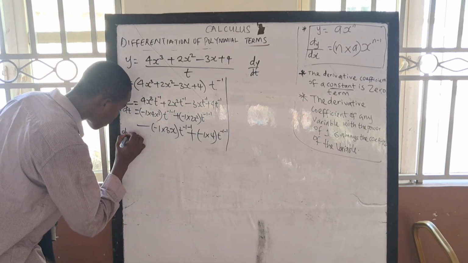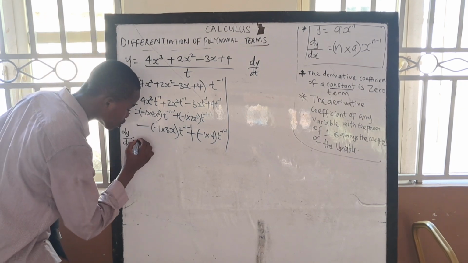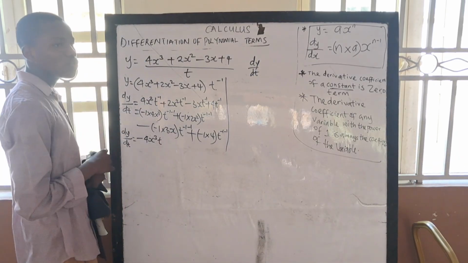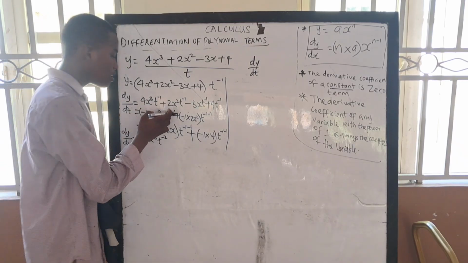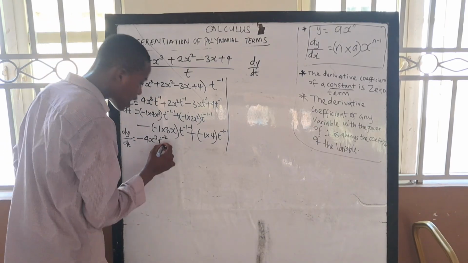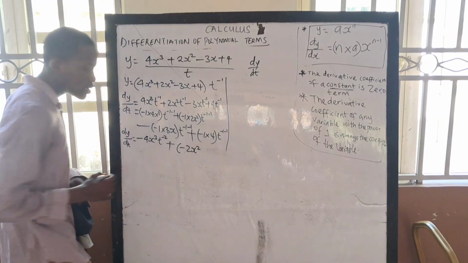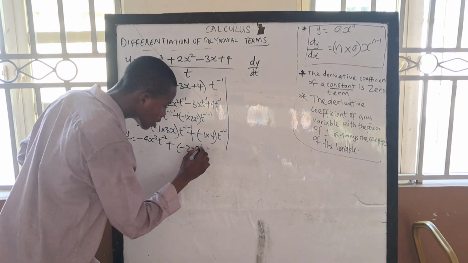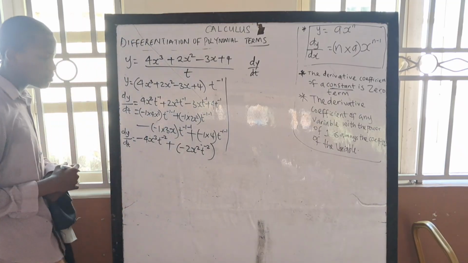So I'm having dy dt: minus 1 times 4x cubed. 4x cubed became what? Minus 4x cubed. Then t raised to power minus 1 minus 1 is what? Minus 2. The same sign, add up and put the common sign before the result. Then plus minus 1 times 2x squared, that's minus 2x squared. t raised to power what? Minus 2, right? Minus 1 minus 1 is minus 2.